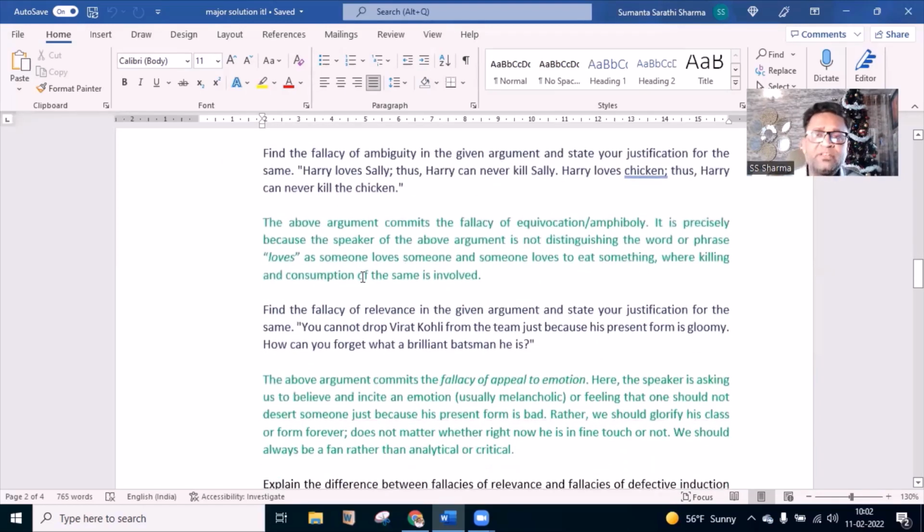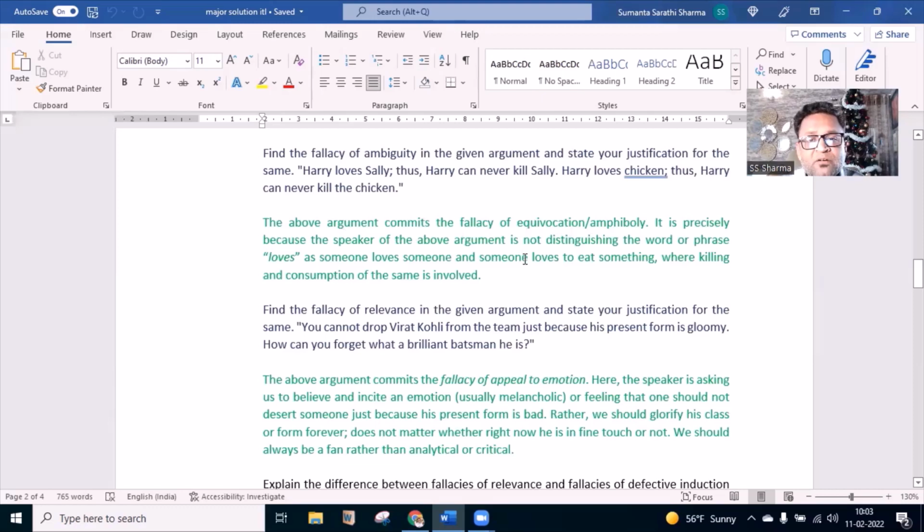Now let us come to the fallacy questions. In the fallacy questions, the question was: find the fallacy of ambiguity in the given argument and state your justification for the same. The statement was like this: Harry loves Sally, thus Harry can never kill Sally. Harry loves chicken, thus Harry can never kill the chicken. Now, the above argument commits the fallacy of equivocation or amphiboly, in whatever way you will like to take it, because either it is the word, phrase, or something. So even if you are writing equivocation or if you are writing amphiboly, we are providing marks for that.